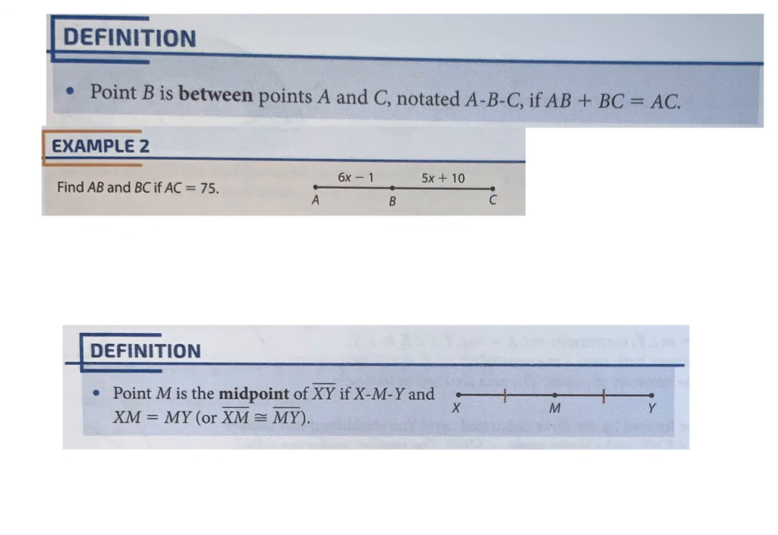And so they have given me this and they want me to find the rest of them, all right? And so it says, find AB and BC if AC is 75. So what they have told me is the entire length from A to C is 75, and they want me to find the other two lengths. Well, I should be able to say 6x minus 1 plus 5x plus 10, those are my two pieces, should equal my whole. All right, should equal my whole.